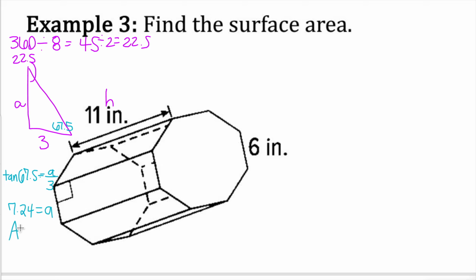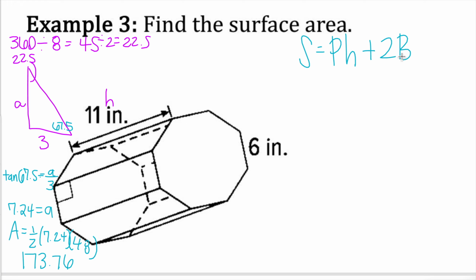So then when I find the area of that base, it's going to be 1/2 of the apothem, 7.24, times the perimeter of the octagon. That's 6 inches per side, and at 8 sides that would be 48 for the perimeter of the base. So I'm going to get about 173.76.